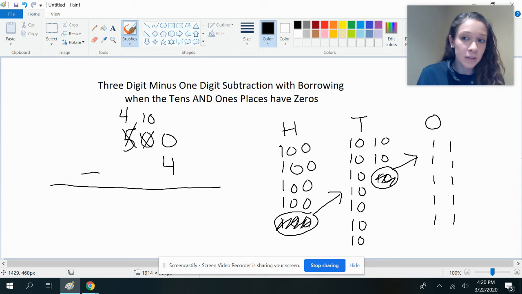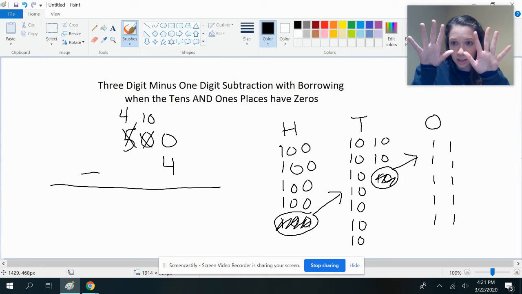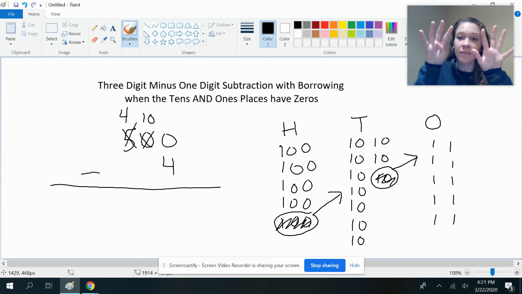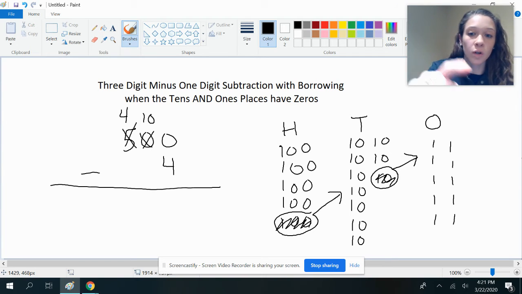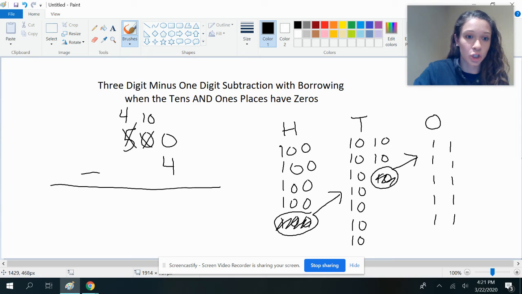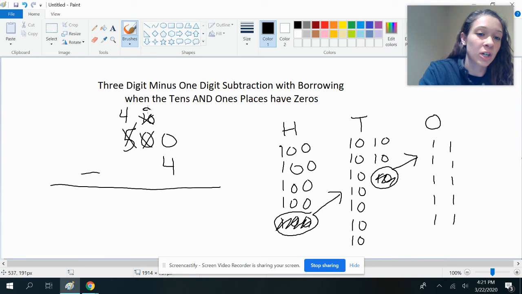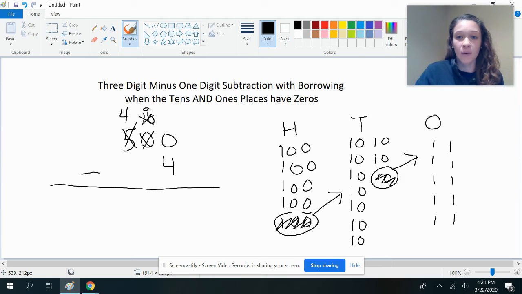Now over on my numbers, I need to show what I did. So instead of having 10 tens anymore, I took one away. So I had 10 tens. I took one away since I brought it to the ones. That means now I have 9 tens. And you can always count your tens to make sure. So now I'm going to cross out the 10 and turn it into a 9 since I now have 9 tens.